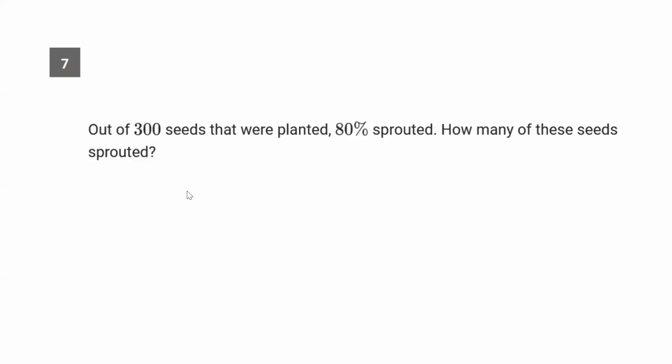Out of 300 seeds that were planted, 80% sprouted. How many of these seeds sprouted? So 80% of 300 seeds sprouted, right? So you convert 80% into a decimal, which becomes 0.8, and you multiply that by 300. And you're going to get 240. Okay. Now let's go to number 8.